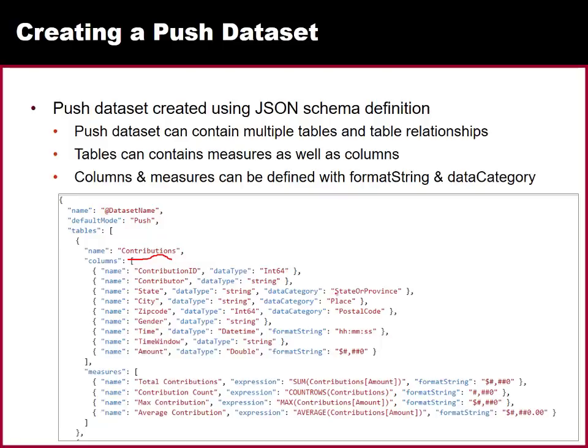Now, when we look at our columns, notice that you can have a data category. So we have state or province for the state column. We have a data category of place for the city column and postal code for the zip code column. Also note that we have things like the time column, which is date time, which basically has a specific format string, as does the amount of the contribution amount.